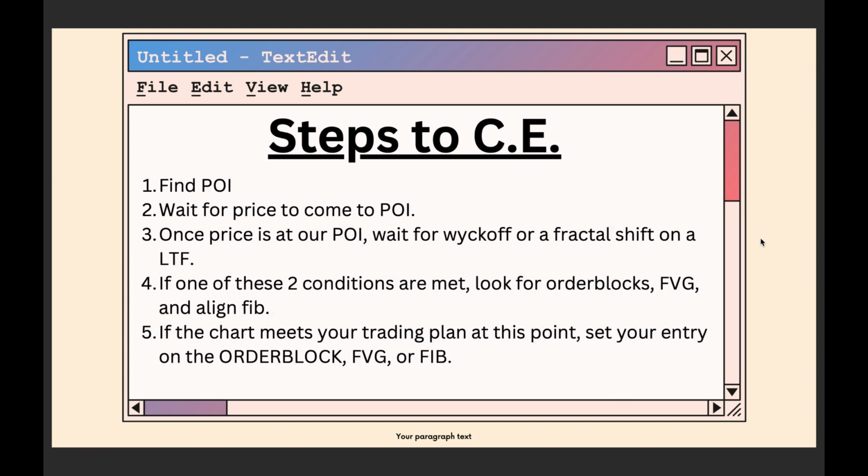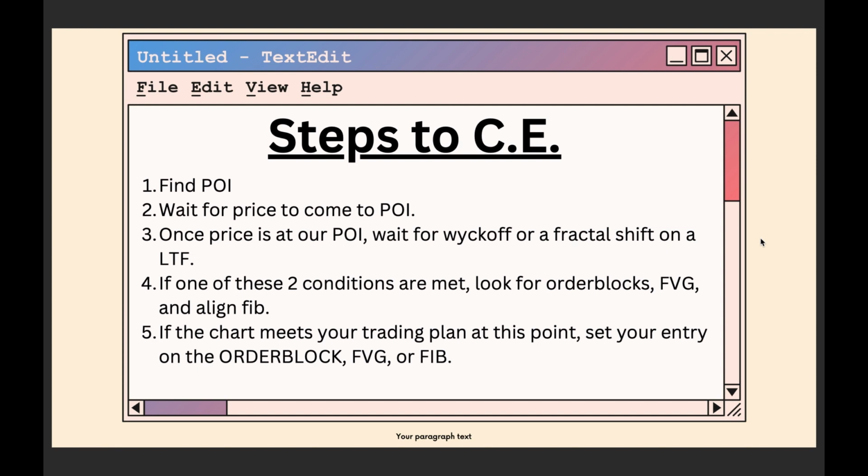So the steps to a confirmation entry. Step 1, you find your point of interest, your order block or your fair value gap most likely. Step 2, you wait for price to come to your point of interest. You don't just enter right away. Step 3, once price is at your point of interest, you wait for Wyckoff or a fractal shift on a lower time frame. What do I mean by fractal shift? I mean if price is making lower lows and lower highs and you're looking for a buy, you want to wait for a fractal shift to the upside.